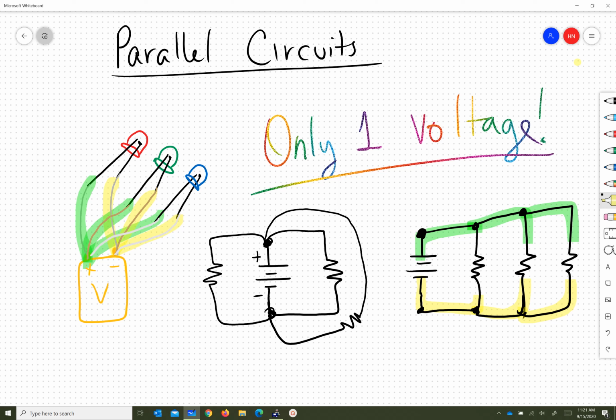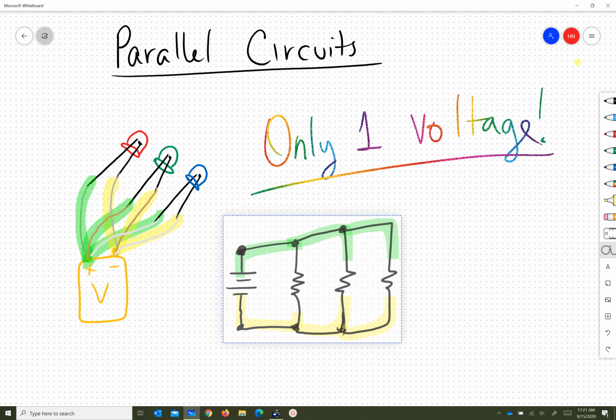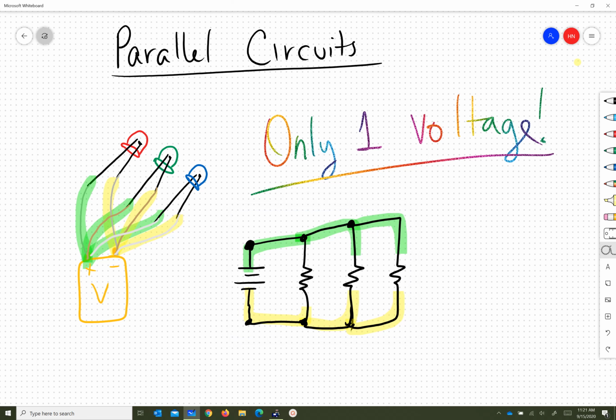So just to keep things simple, I'm going to erase the center part. Whenever we draw a schematic in parallel, we typically draw it in this fashion, as a rectangular circuit where you have the devices just going to the right, as many devices as possible. But that's not what it looks like in real life.